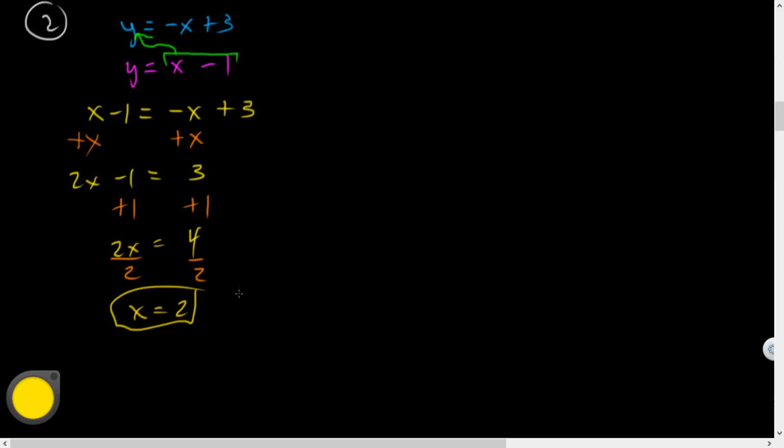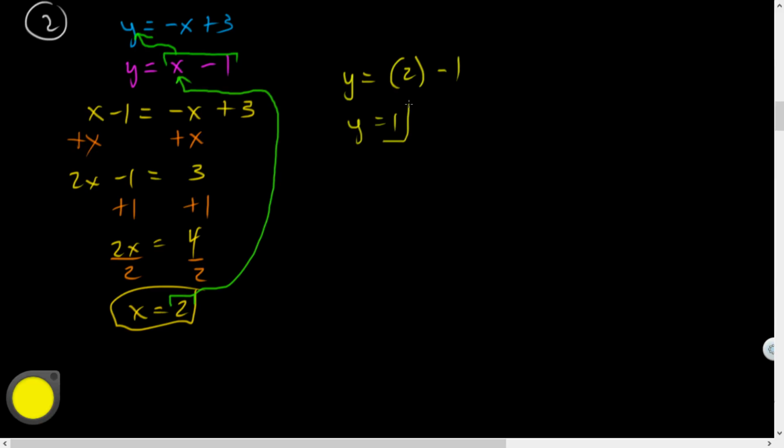Now, I'm looking for a point, and this is only the x coordinate of that point. That's only half of my answer. But notice, if x equals 2, I could now plug this 2 in for x in either of the original equations and solve for its corresponding y value. So I'm going to have y equals 2 minus 1, or y equals 1. And that means the point of intersection is (2, 1).